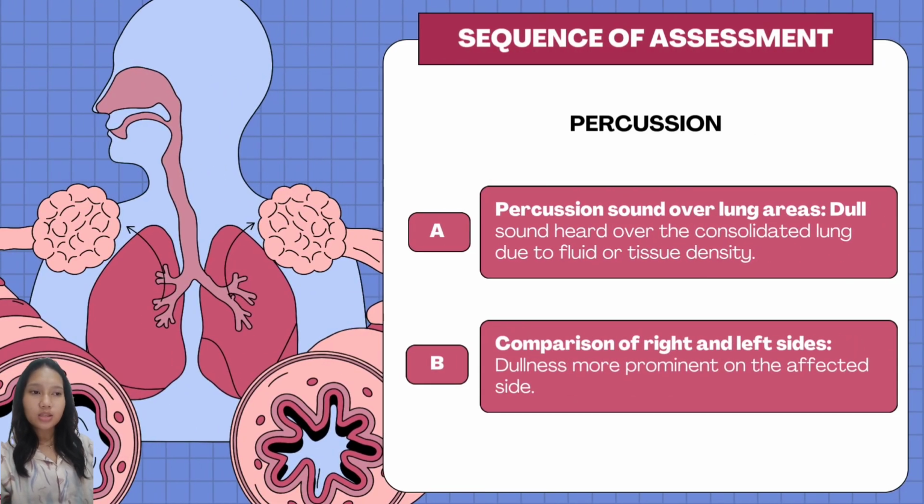The third is percussion. Percussion sound over the lung areas. A dull sound is heard over the consolidated lung due to fluid or tissue density. Comparison of the right and left sides: dullness is more prominent on the affected side.